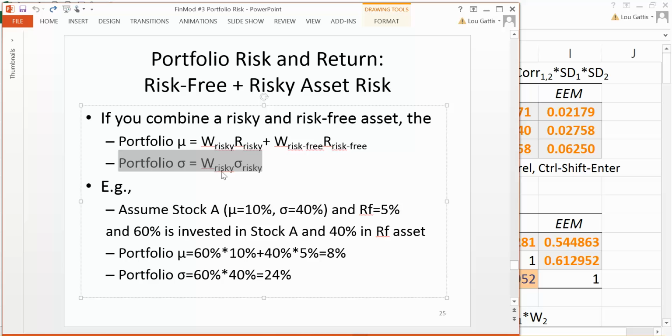So if you know you're combining one risky asset with a risk-free asset, I don't have to create covariance matrices and correlation matrices and use MMULTs. I know it's just the weight of the risky times the standard deviation of the risky.